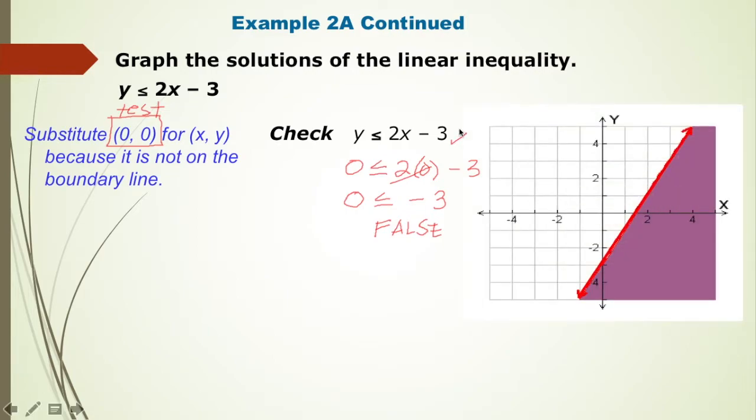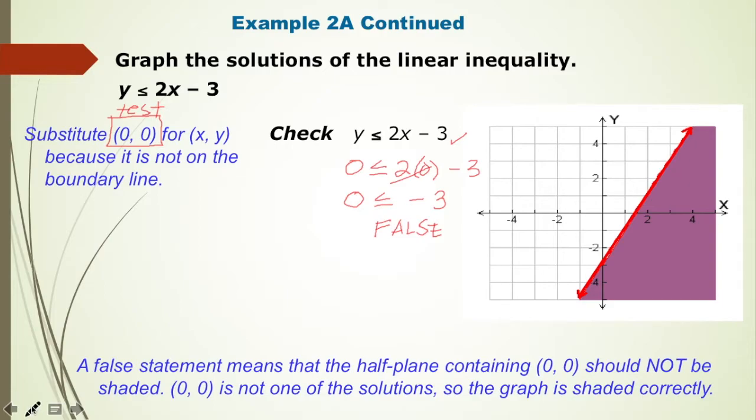So the shaded region will be on region 2. What does it mean? It means that a false statement means that the half of the plane containing 0 should not be shaded. So therefore, since 0, 0 is here and it made the inequality false, we will not shade wherever 0 is, or the plane containing 0, 0. So therefore, the shaded region will be on this half plane.